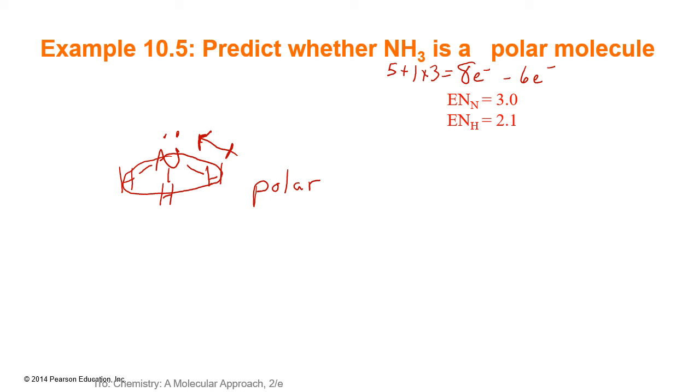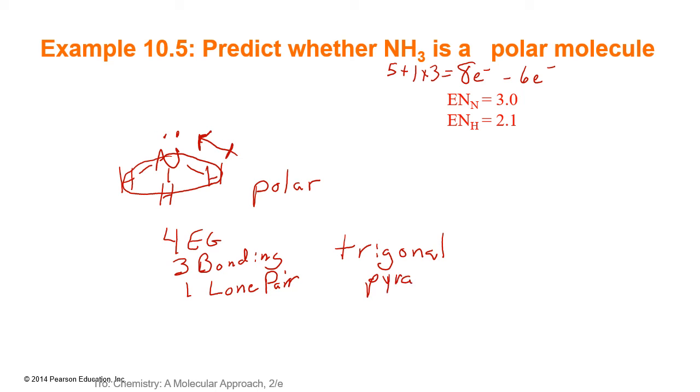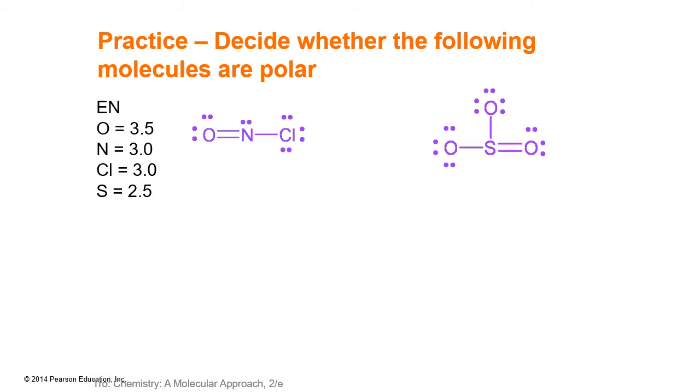Polar molecule. Now it doesn't ask us to, but we could look at the shape. So nitrogen has 4 electron groups. 3 are bonding. 1 is a lone pair or non-bonding. So this would be trigonal pyramidal for our shape. A polar molecule that's trigonal pyramidal. Your turn. Pause the video and decide whether the following molecules are polar.